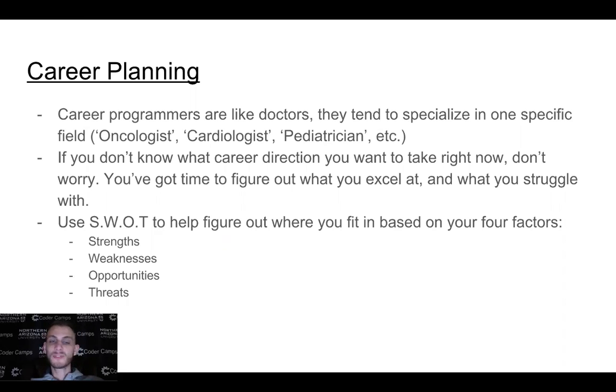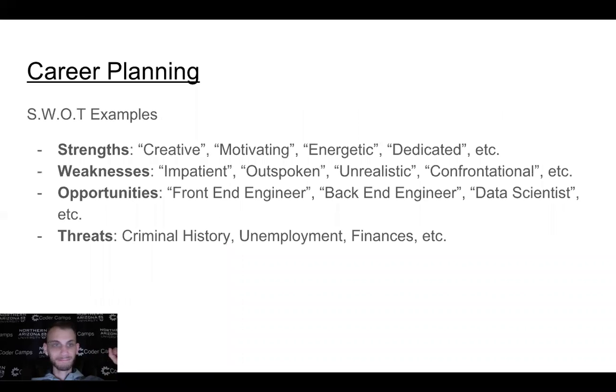Okay, so that being said, if you don't know what you want to do right now, you can use a technique called SWOT to help you figure that out. SWOT is an acronym which stands for strengths, weaknesses, opportunities, and threats. Let's go over each of those. Examples of strengths would be if you're someone creative, motivating, energetic, or dedicated, right? Those are all great things, and they add value outside of your technical skills. But maybe weaknesses would be impatient, outspoken, unrealistic, confrontational, okay? Maybe you shouldn't be in a customer facing role, right? There's just different characteristics of your weaknesses that apply to different jobs.